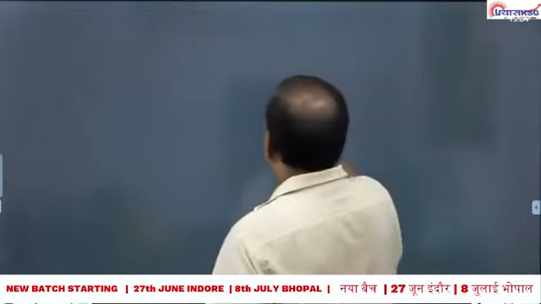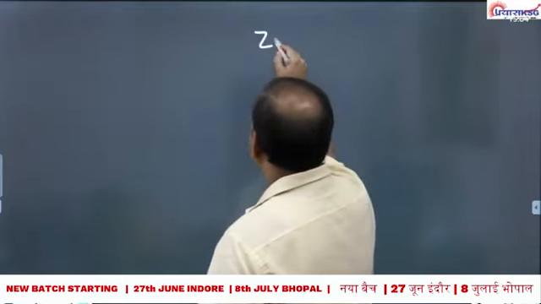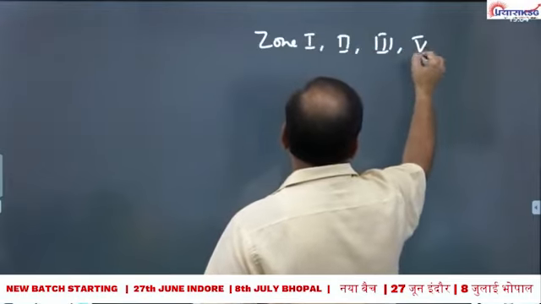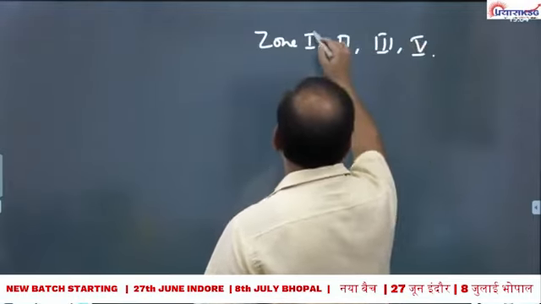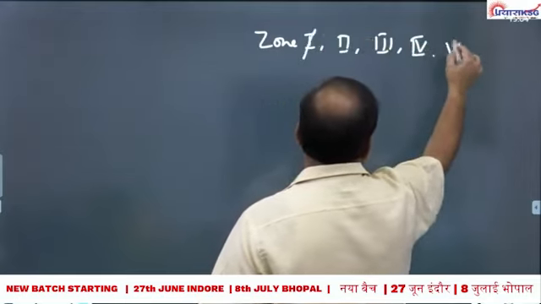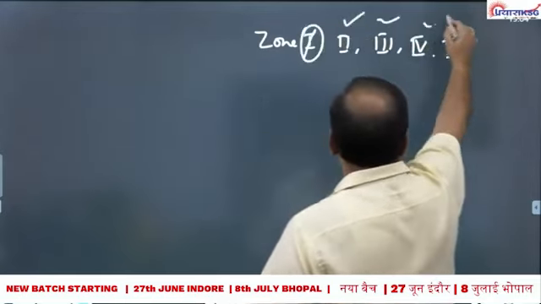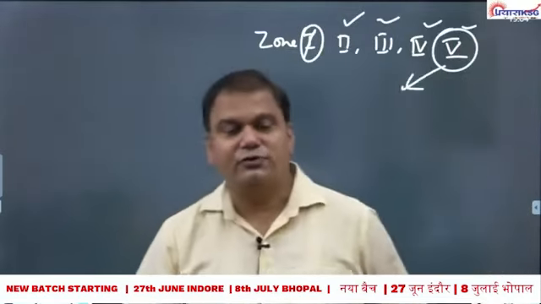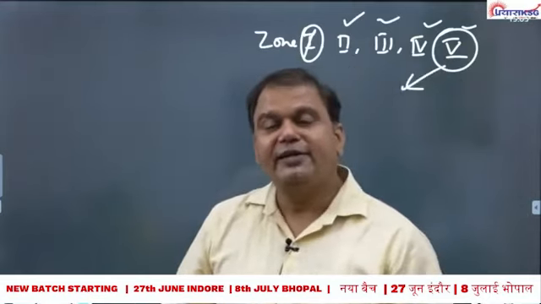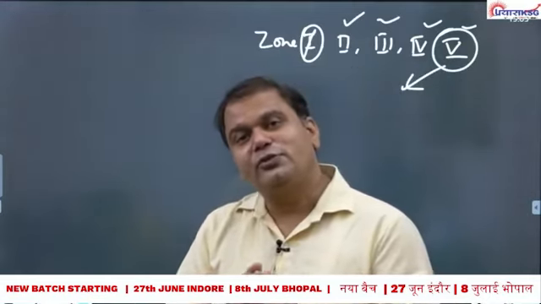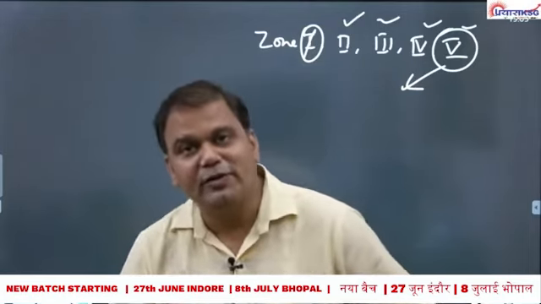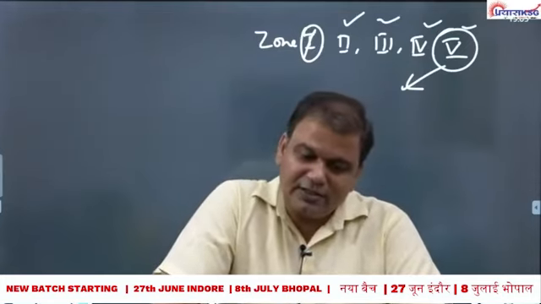Clear? Now see, when you are talking about earthquakes, there are four seismic zones in India: zones 2, 3, 4 and 5. Zone 1 is not in India. Of these, zone 5 is the most vulnerable zone. And it includes what? It includes Jammu and Kashmir, Himachal Pradesh, Uttarakhand, the northern part of Bihar, the northeast region, and the Andaman and Nicobar Islands.